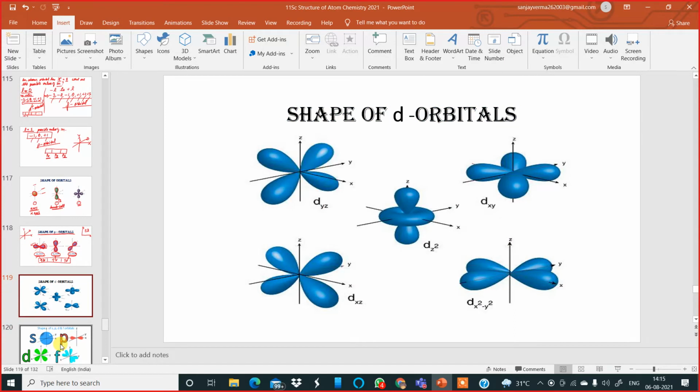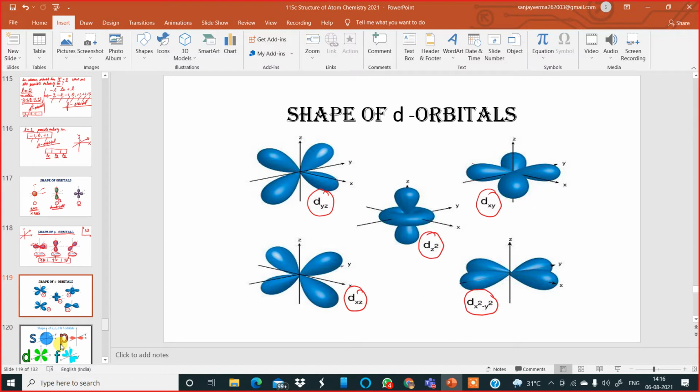Now see, here don't go for the shape. This shape will not be asked in the examination, but what will be asked is: dyz, dxy, dz square, dx square minus y square, and dxz. This will be asked.